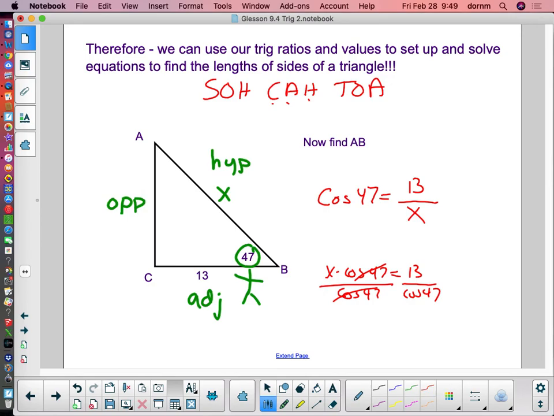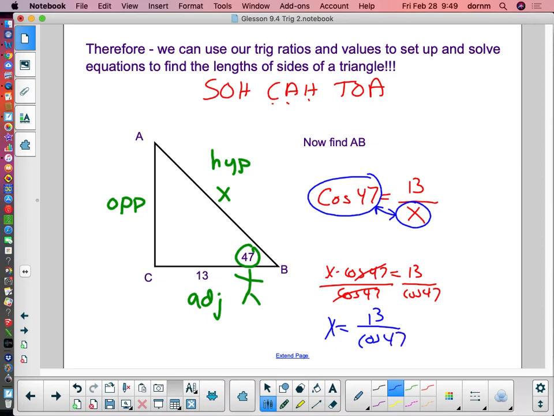In reality, when we do problems like this, we don't do both steps because they're very simple. We just realize that both steps exist, and when the x is in the denominator, I can just swap those two, because that's the result of multiplying both sides by x and dividing by cos 47 in this case. Okay? So my answer is x equals 13 divided by cos 47.